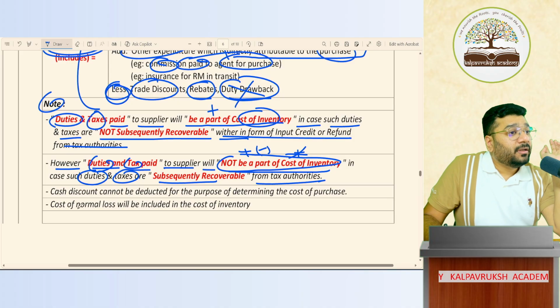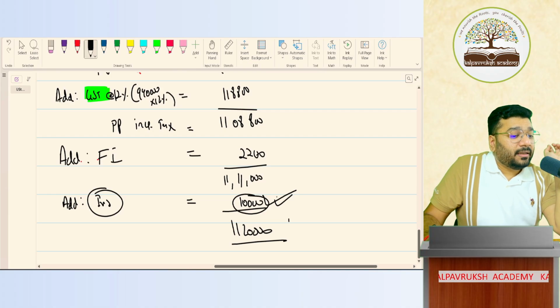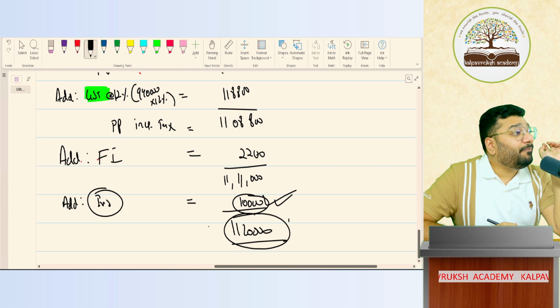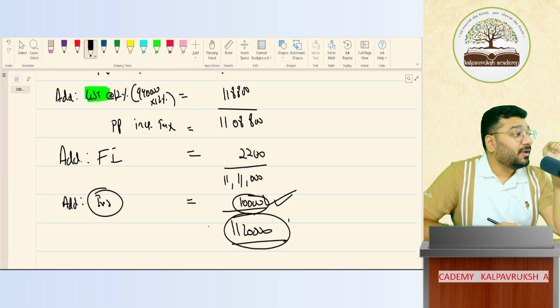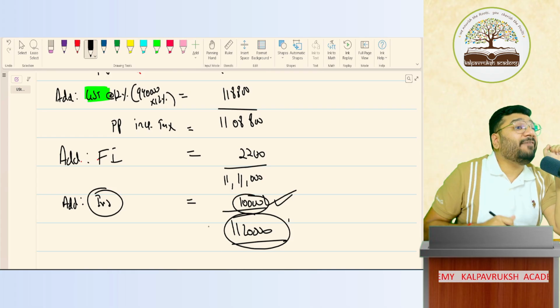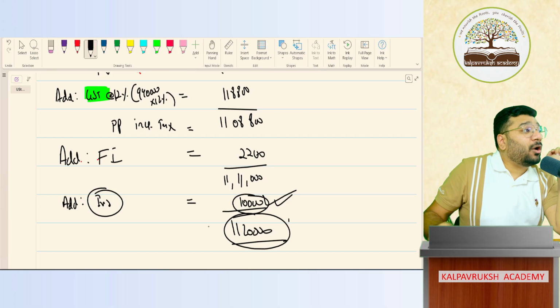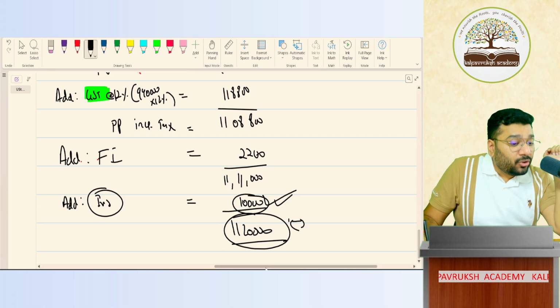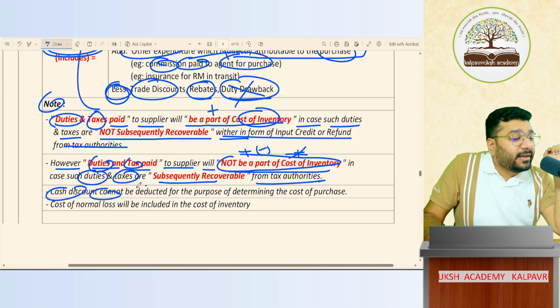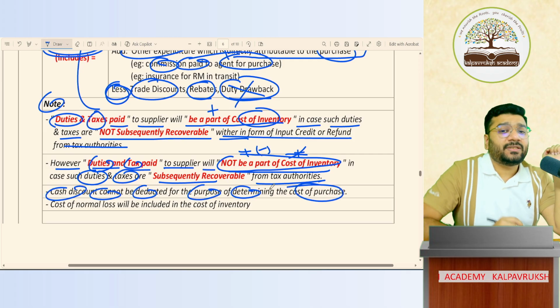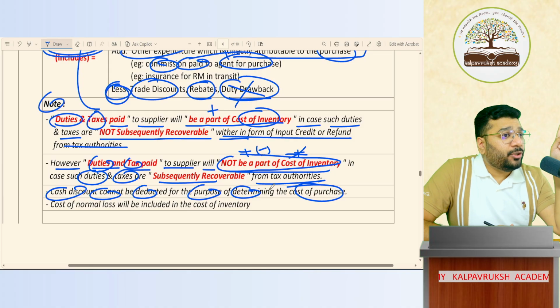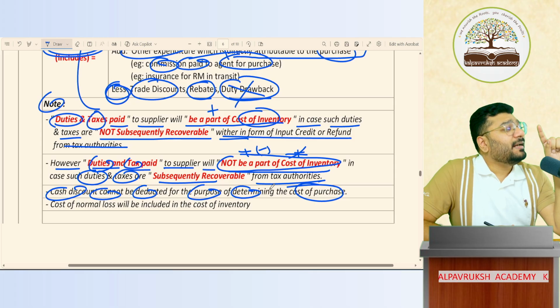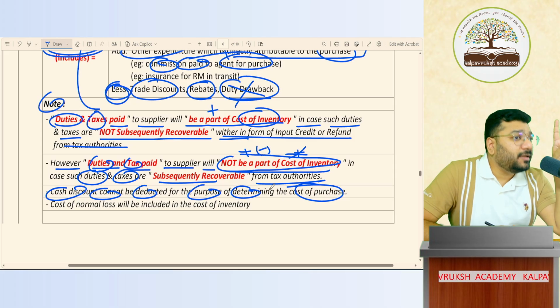Now, I purchased this item on credit. I'm going to make the payment after 2 months. Now for making the payment, the opposite person gave me a cash discount. So cash discount, will I adjust in this? No. Cash discount cannot be deducted for determining the cost of purchase. Cash discount and cost of inventory, no connection. So in the question, if they tell you there is a cash discount of 10,000 rupees, it means you neither add it nor minus it.